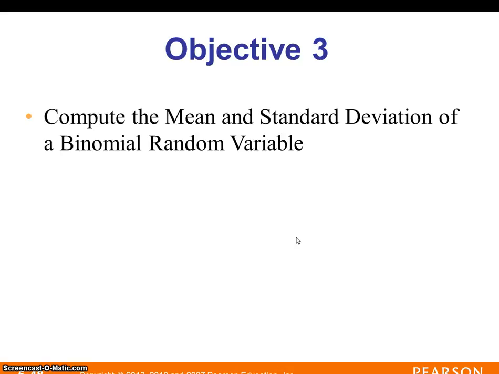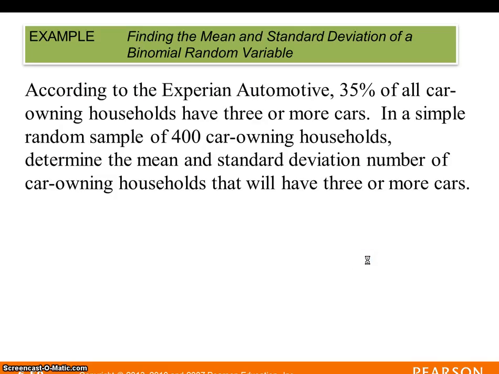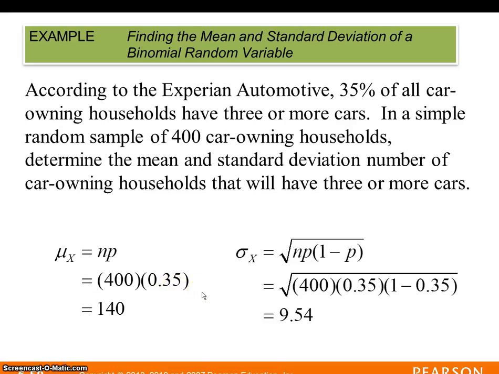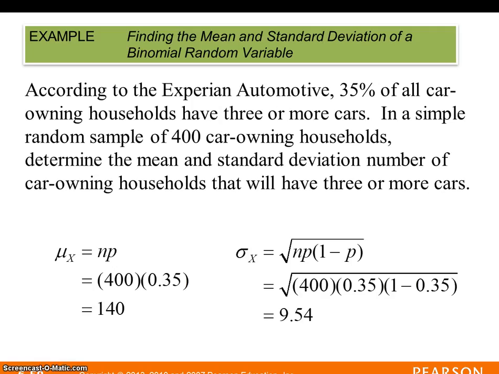Objective 3 is to compute the mean and standard deviation of a binomial random variable. Here's the formula for the mean and the standard deviation of a binomial distribution. Again, this is the center and the spread. Let's look at an example: we want to determine the mean and standard deviation of the car-owning households that have 3 or more cars. You take 400, the sample size, times the probability of success, 0.35, which gives you 140. Then sigma sub x is equal to 9.54. That gives you an example of how to do that.